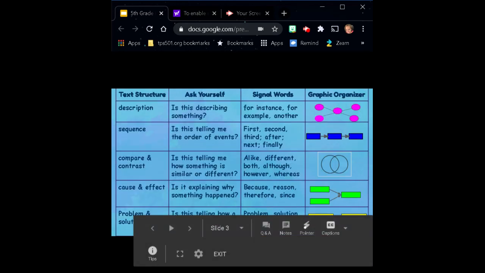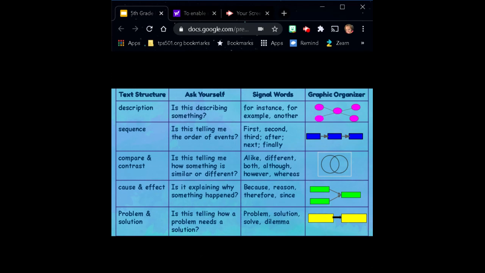Let's look at some text structures before we begin reading, since we will need to identify them in the text and compare them to another text. Description is the first one we'll look at. Is this describing something? For instance, for example, and another are signal words that you would find that are using description. This is a graphic organizer that you might use to identify or describe, per se, characters or something.